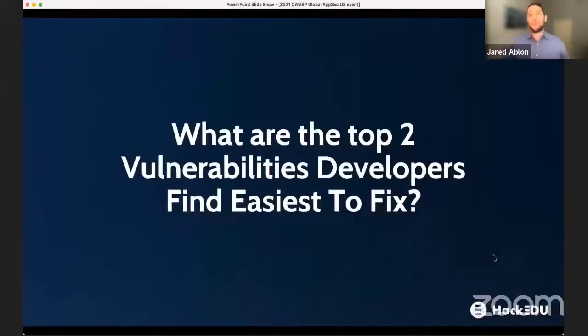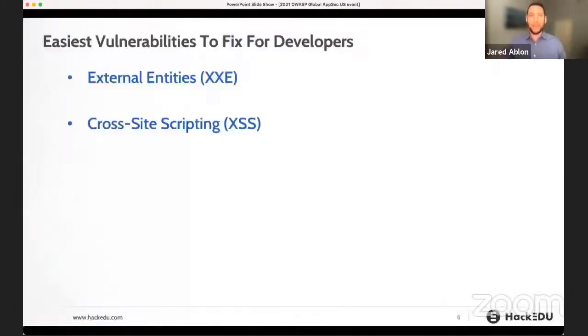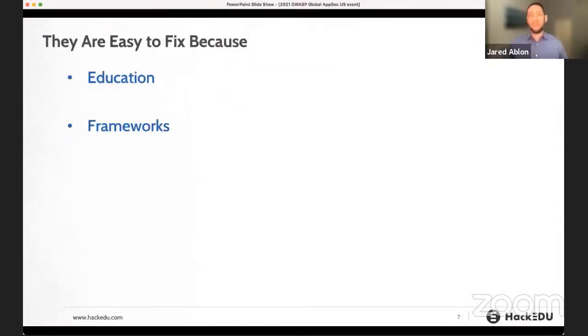What are the top 2 vulnerabilities that developers find easiest to fix? They are external entities and cross-site scripting. We looked at why this might be the case, why those are the 2 easiest to fix, and it really comes down to 2 things. Education: if you educate developers on these vulnerabilities, they're extremely easy to fix, as well as the fact that frameworks make them extremely easy. So once developers have the knowledge and understand the frameworks, they can more easily fix these vulnerabilities.